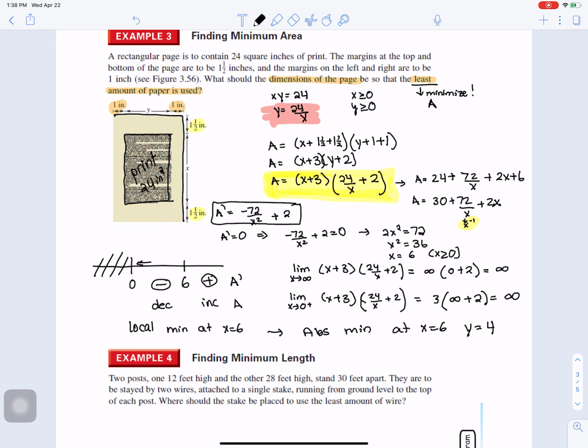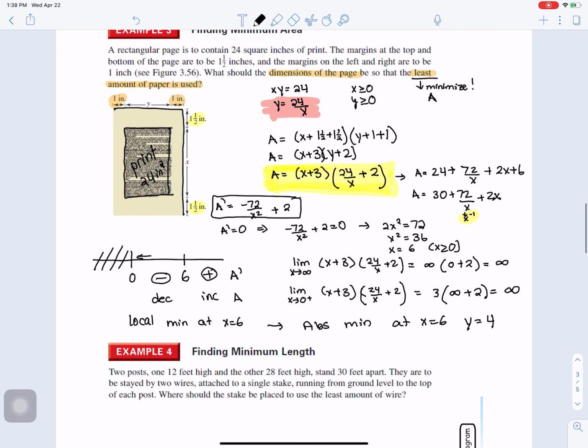So now the question's asking me what are the dimensions of the page. The dimensions would be x plus 3 by y plus 2. So my dimensions would be 9 inches by 6 inches. And that would be my final answer for that.